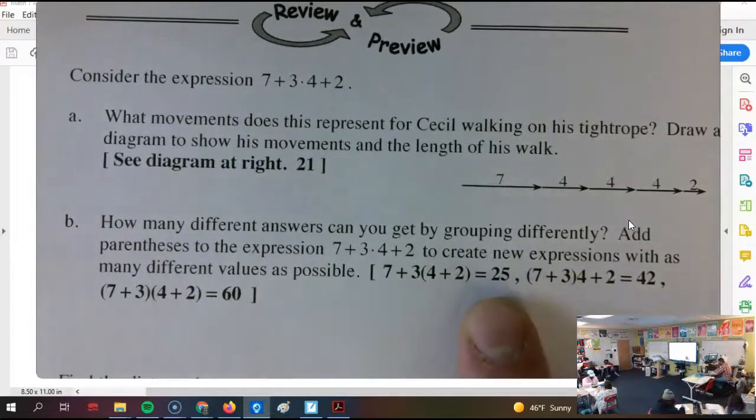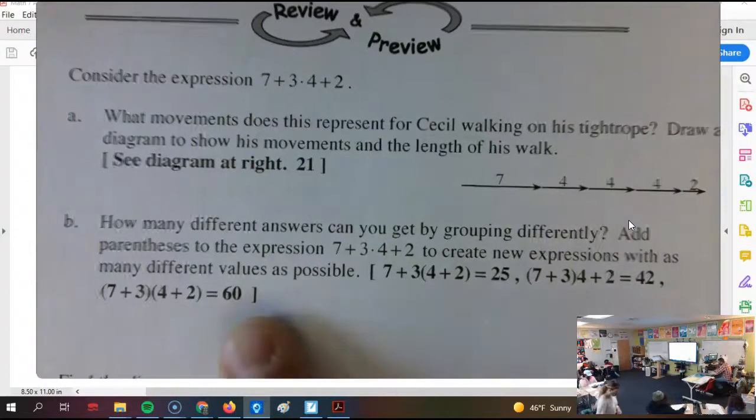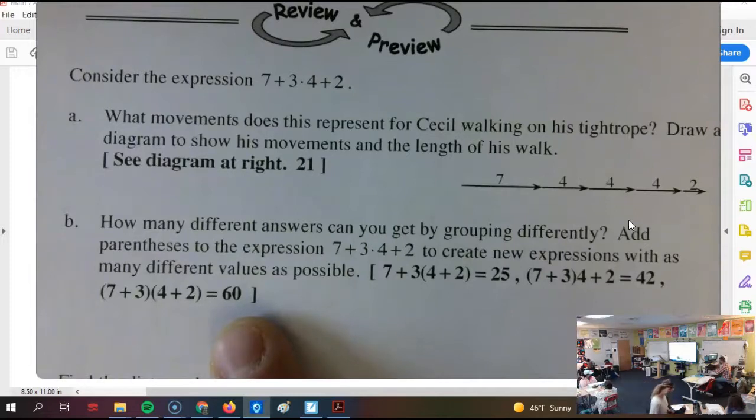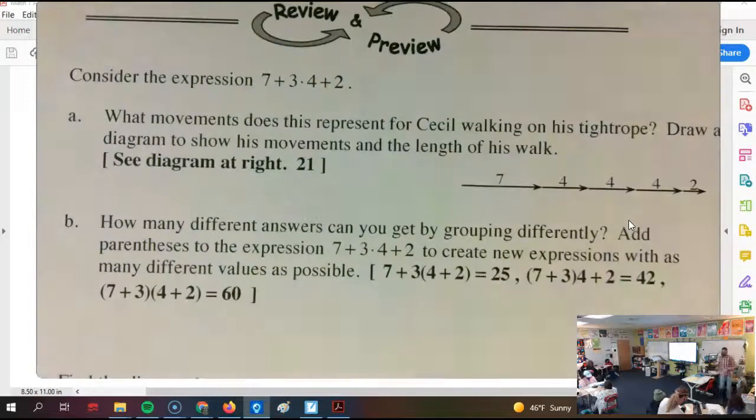Number B, we could get 25, we could get 42, we could get 60. We can play with these numbers. We can get lots of different stuff.